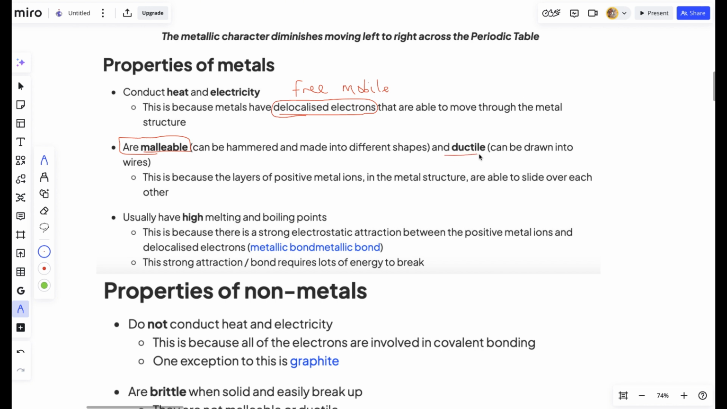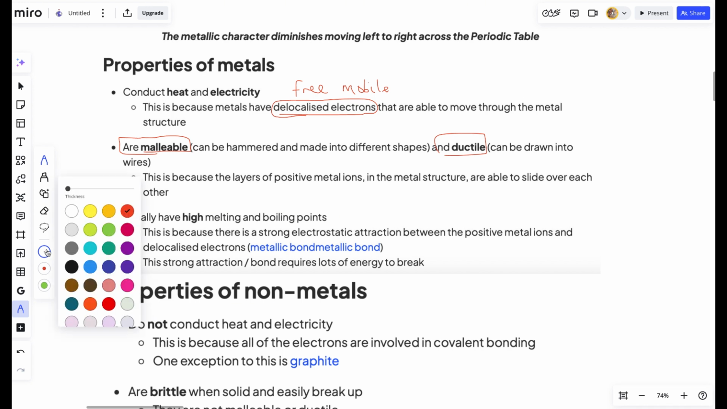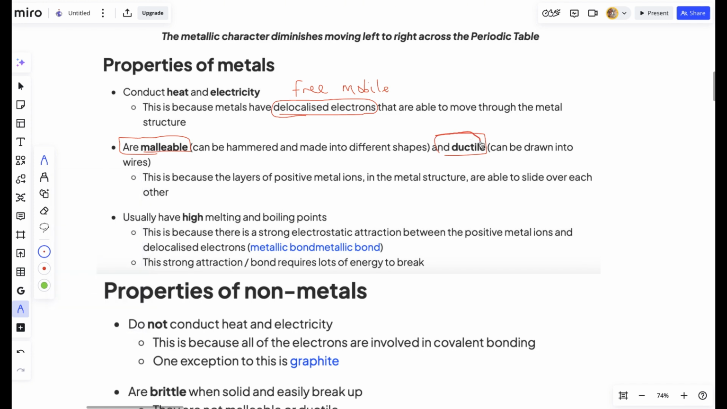Another property of metals is that they are ductile. What do we mean by ductility? By ductility, we mean that they can be drawn into a wire. When you say metals are ductile, you're saying that they can be drawn into wire. For example, the copper wire and the aluminum wires are made from metals. They've been able to be used to make wire. So that ability is called ductility.